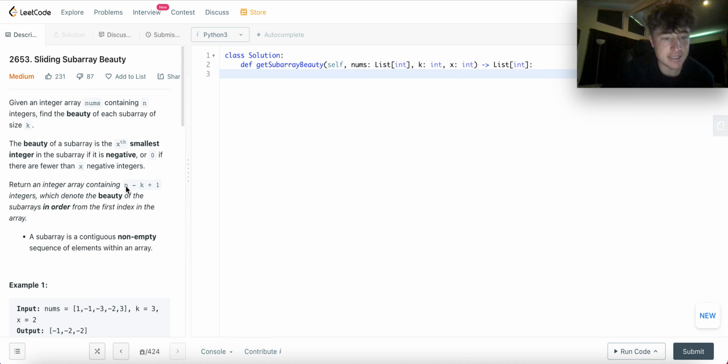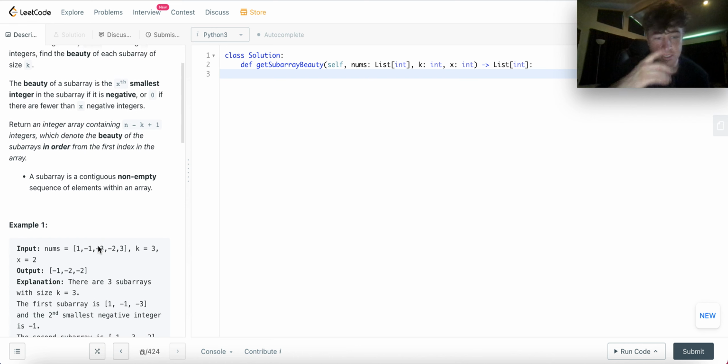Return an integer array containing n minus k plus 1 integers, because there are n minus k plus 1 subarrays, which denote the beauty of the subarrays in order from the first index in the array. A subarray is a continuous, non-empty sequence of elements within an array.